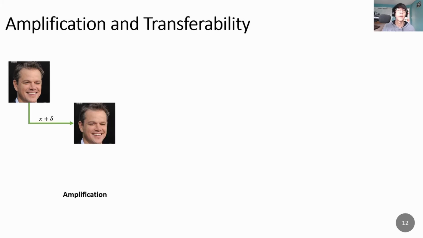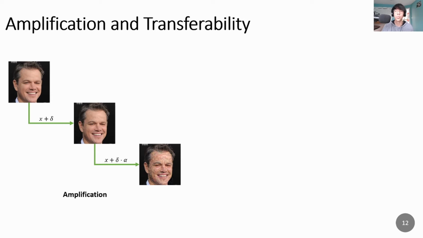To better achieve transferability, we leverage the process of amplification to increase the strength of our attacks. Given a normal image of Matt Damon, we can generate an adversarial perturbation to mask the image. We then amplify the perturbation with a constant alpha, which is greater than 1, to achieve a stronger yet more noticeable masked image.